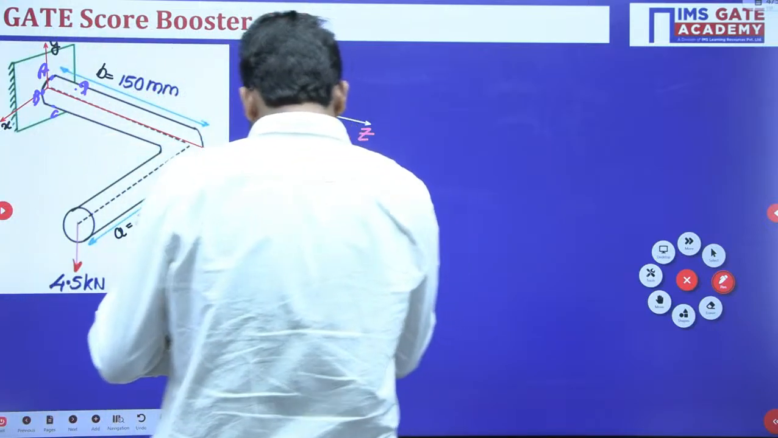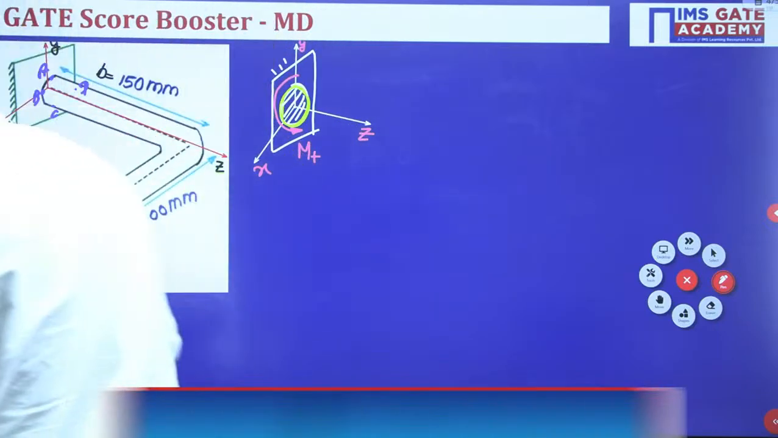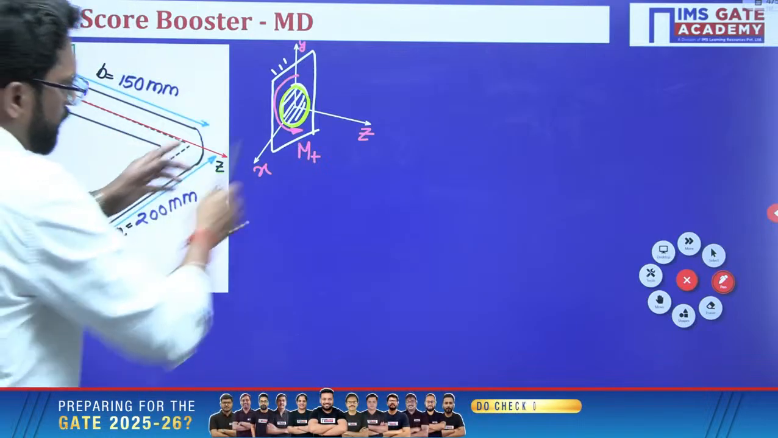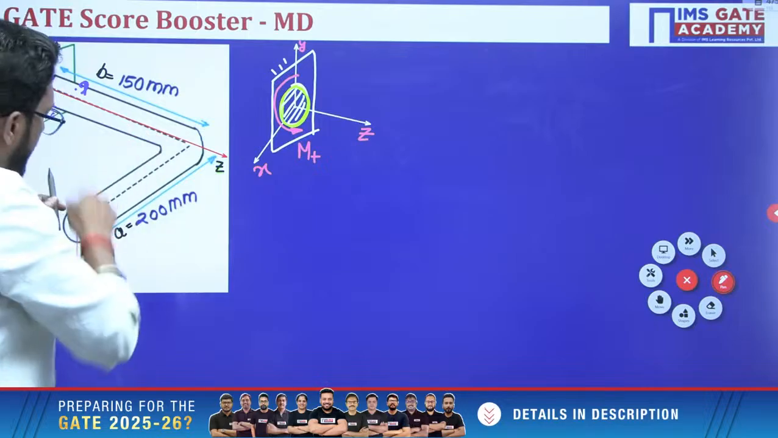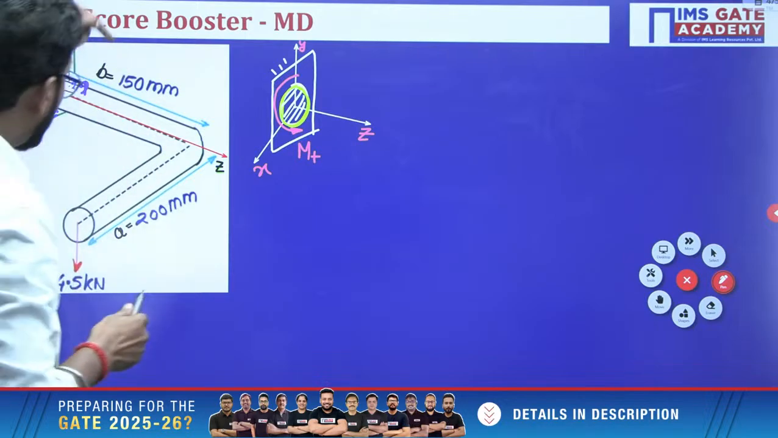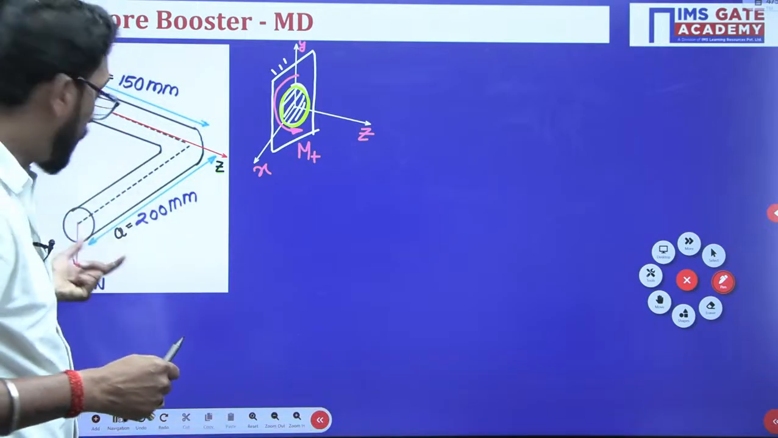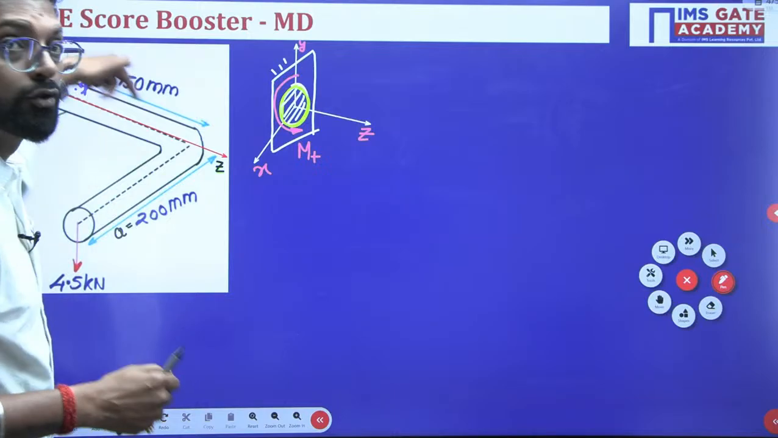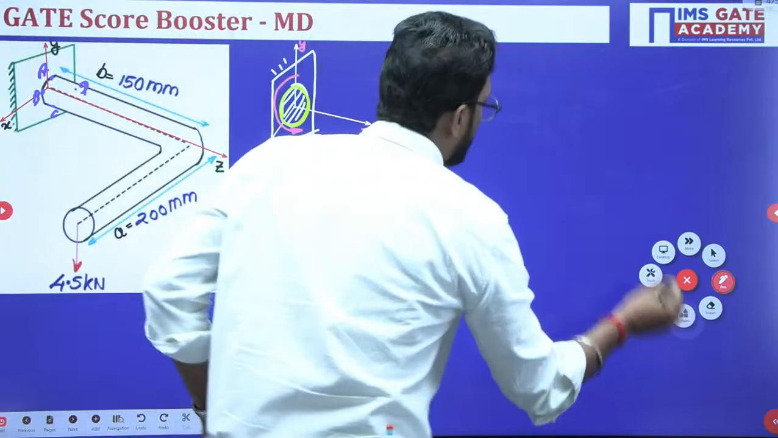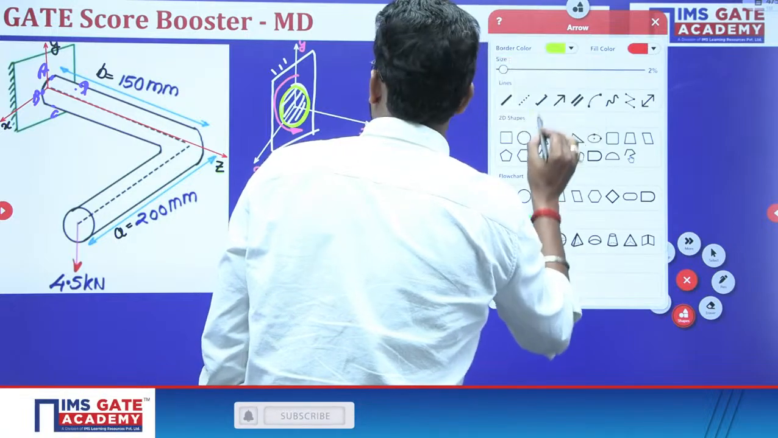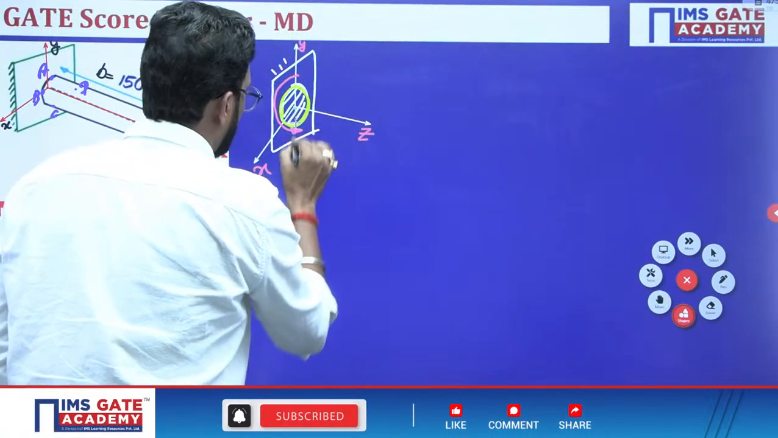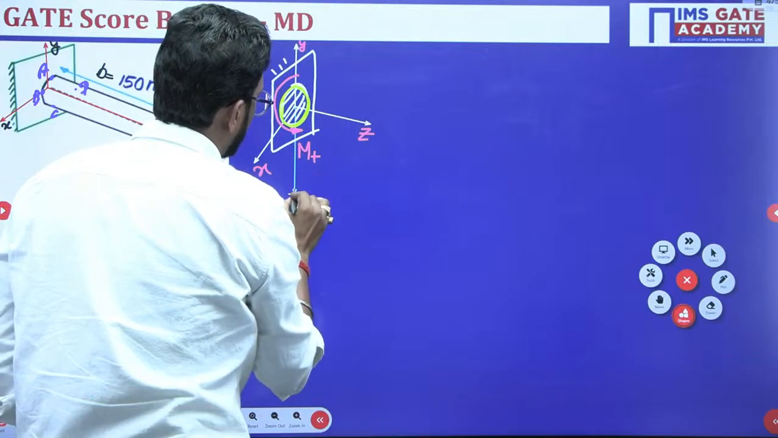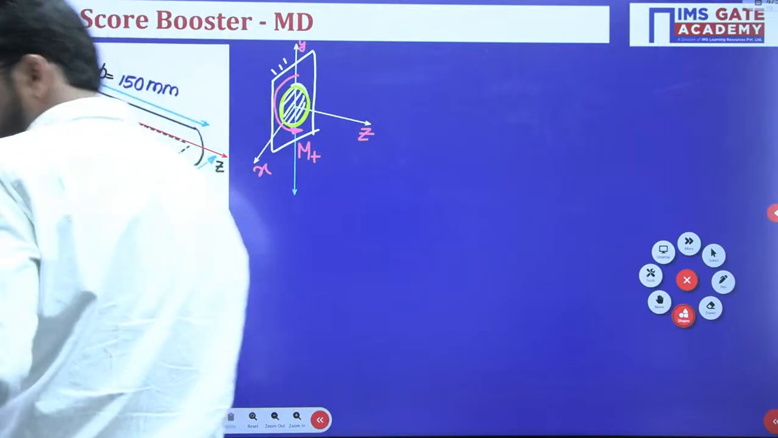Now, this load will try to twist this bar, and also this load will try to shear. Why? Because this is a perpendicular load. So there is a shearing effect, which is downward like that. It gives the shearing effect perpendicular to the base.